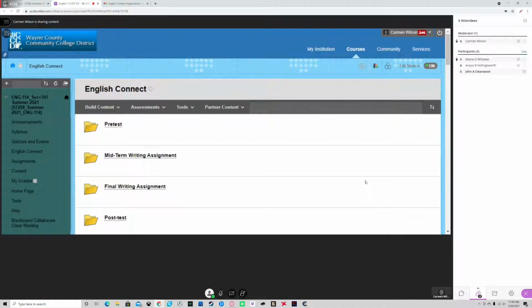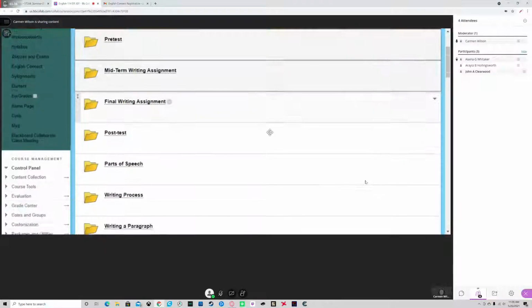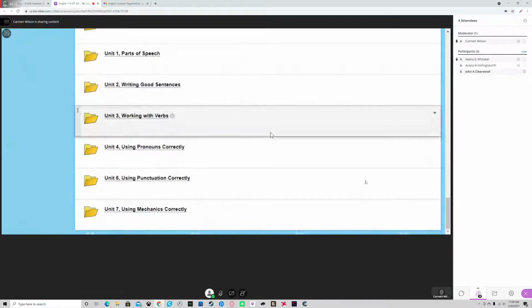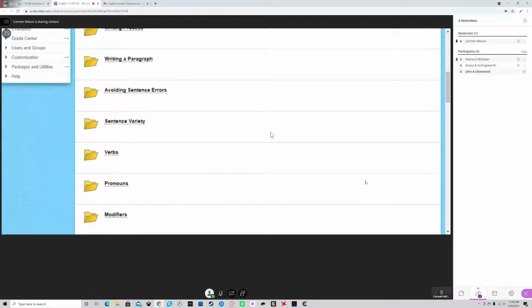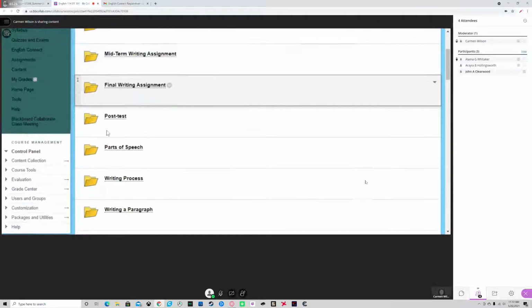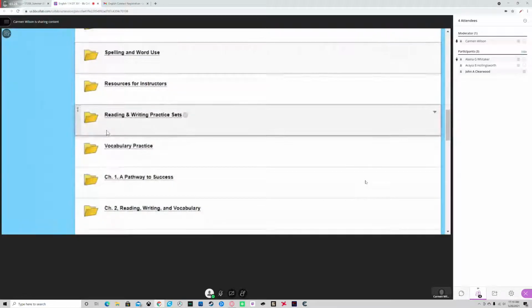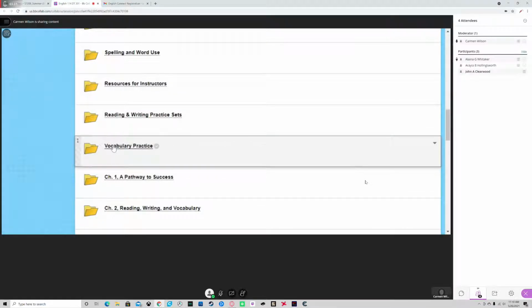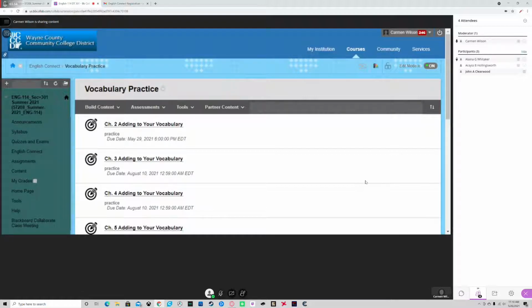You see that button? When I hit English Connect, all of these assignments for the whole semester come up. So we're going to slide back up. If you look at the syllabus, you're going to do the pre-test. The pre-test, that's number 1. Then we're going to slide all the way down, and I put in there vocabulary practice. Going to click on vocabulary practice. And you're going to do chapter 2 because you're doing chapter 2 this week. Chapters 1 and 2, and the parts of speech. Here's chapter 2. If you see the due date, it says May the 29th. It's right there for you. So you're going to do chapter 2.